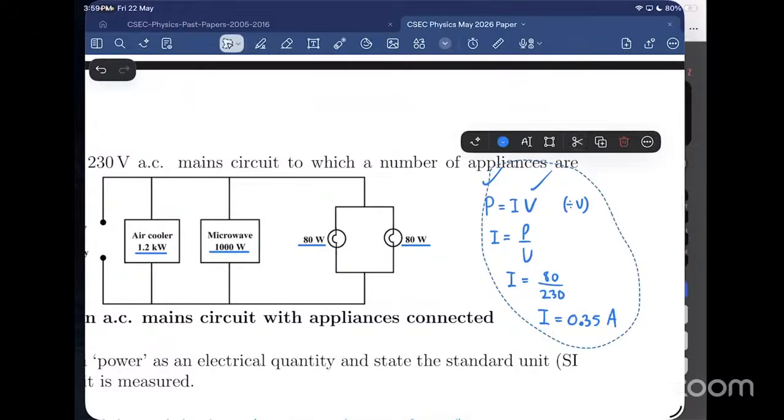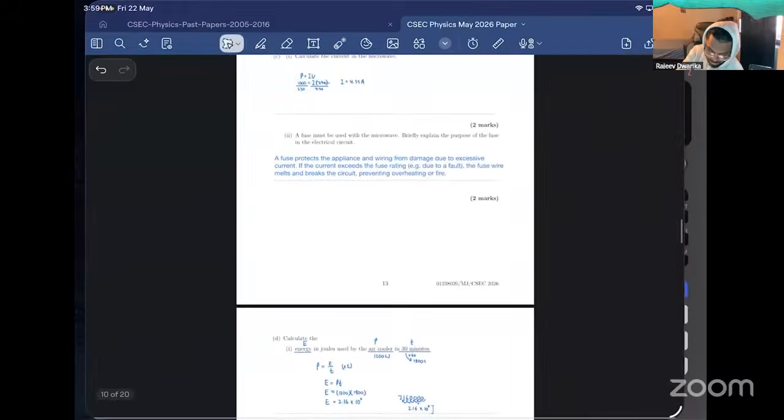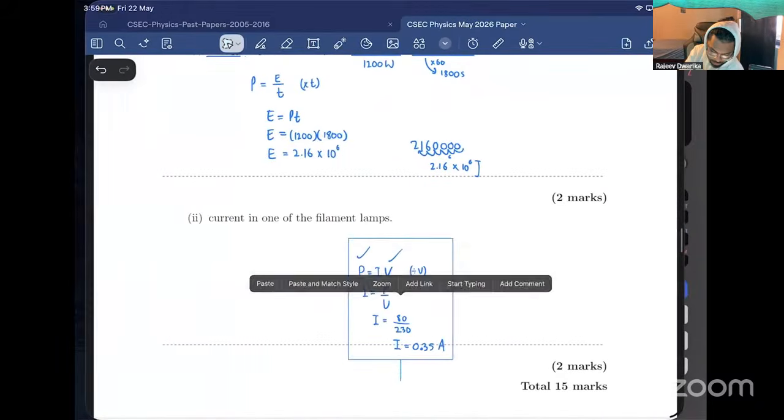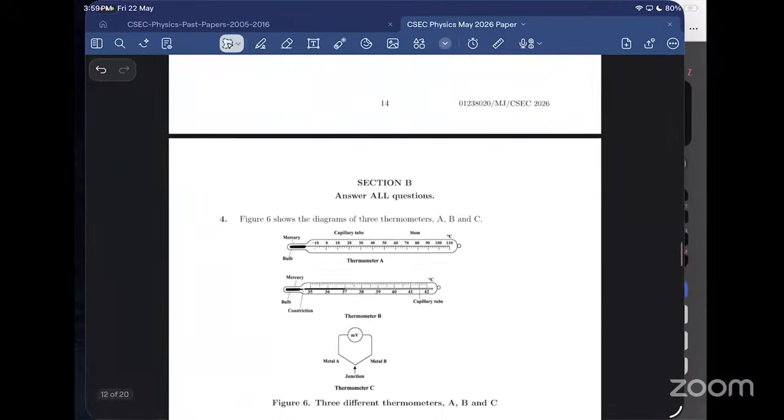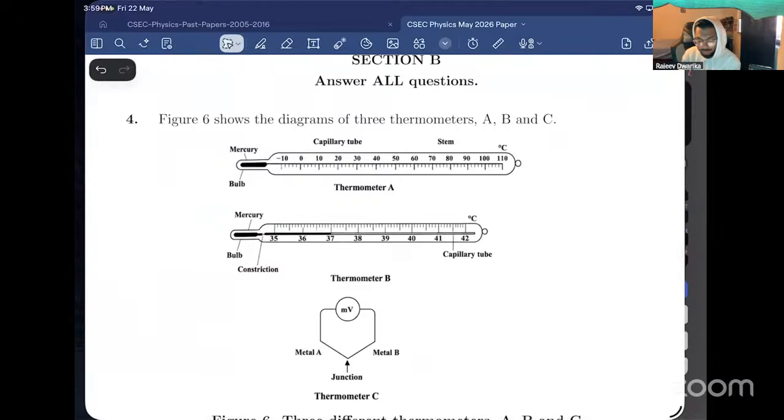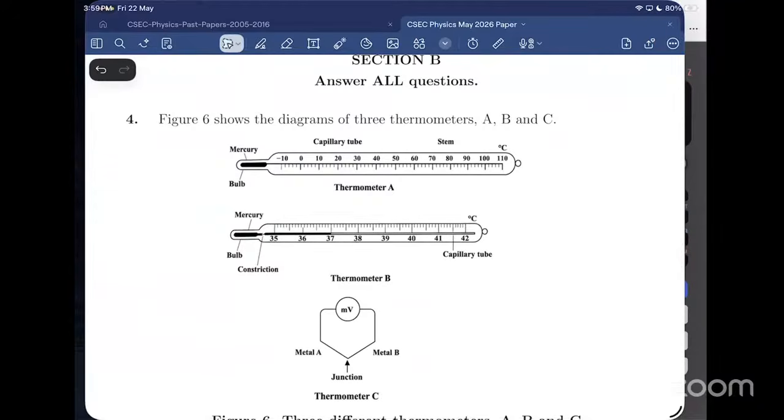Yes, sir. So Liam, you lose like 1 or 2 marks so far. Like 2, yeah. I lost one for the gradient and then for the unit for the gradient. That's it.